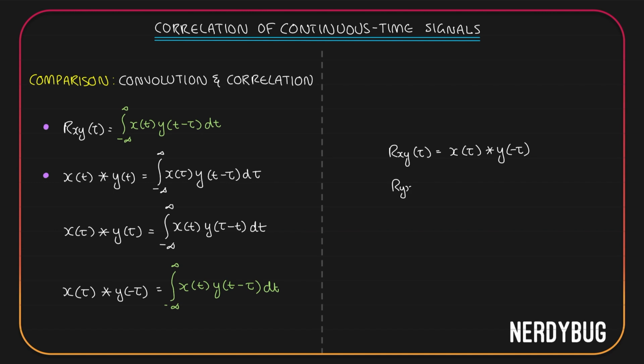What if I want r yx of tau? Simple, it will be convolution of y of tau with x of minus tau. What if I want autocorrelation of x of t? R xx of tau will be convolution of x of tau with x of minus tau.